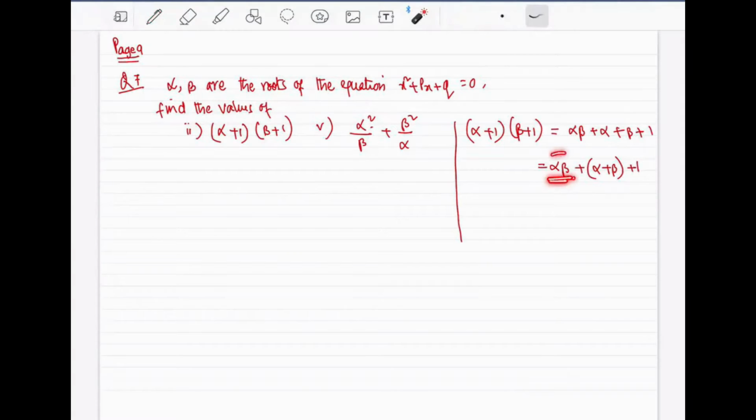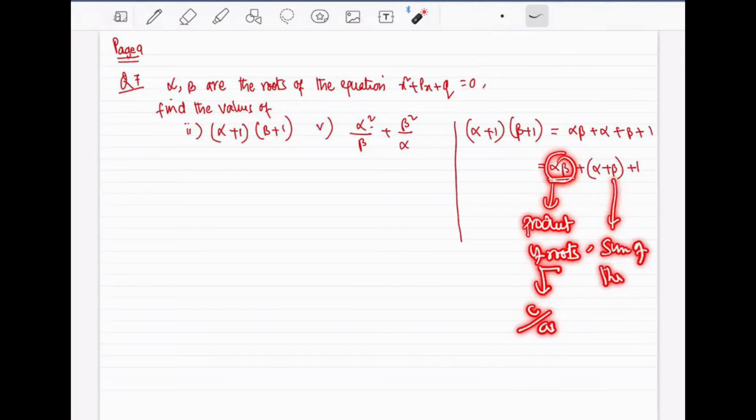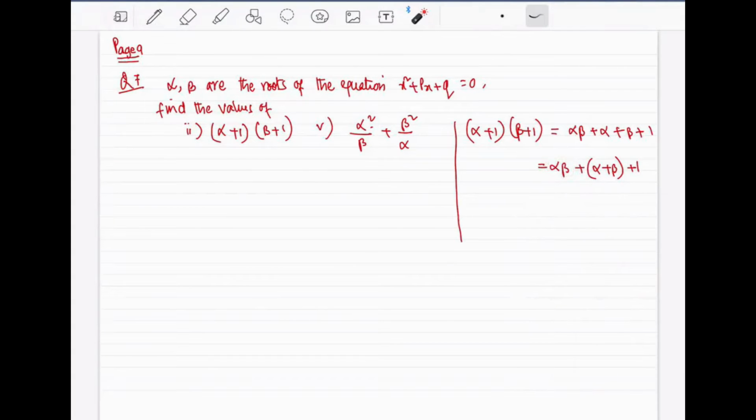What is this? This is the product of roots. We know that according to the equation, alpha and beta are the roots. The product of roots is very easy; we can find it by using c by a. We just have to determine what c and a are from the equation. Alpha plus beta is the sum of the roots, so we can find it by using minus b by a also. Very simple and easy. Let's do the first Roman number. From here, we need the product of the roots and the sum of the roots. We will need them for this question and for this question also.